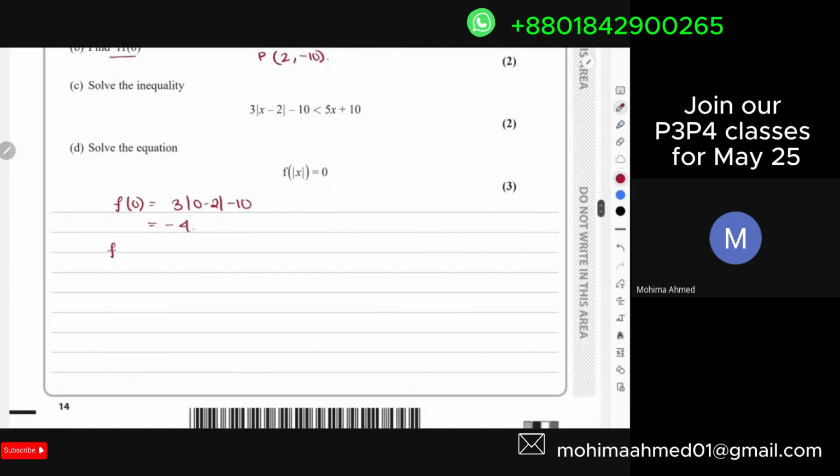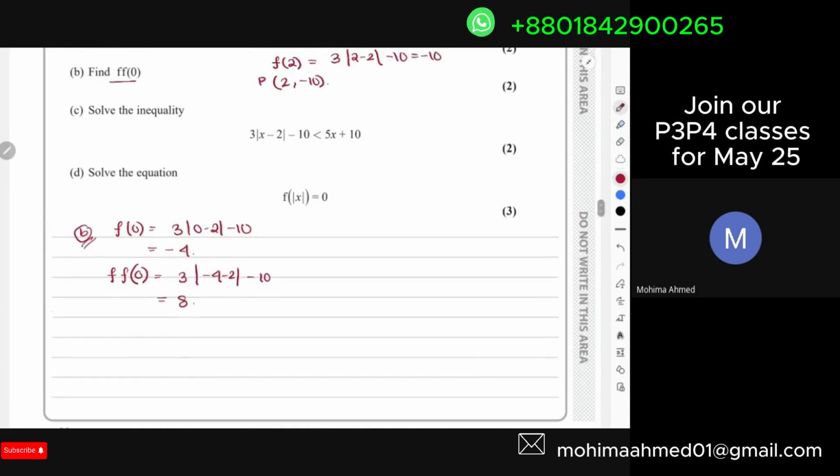If I'm going to insert ff4 or ff0, that means I actually have minus 4 minus 2 minus 10. Minus 4 minus 2 is minus 6. Minus 6 with minus 6 outside the modulus is plus 6. 6 with 3 is 18. 18 minus 10 is actually 8. So this is your answer for your part B.